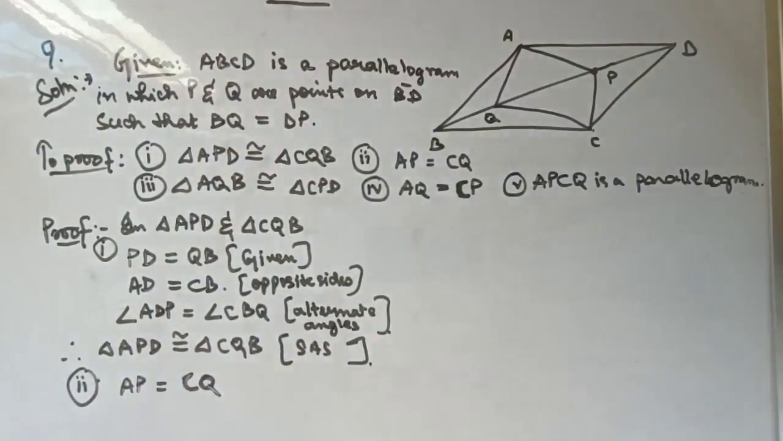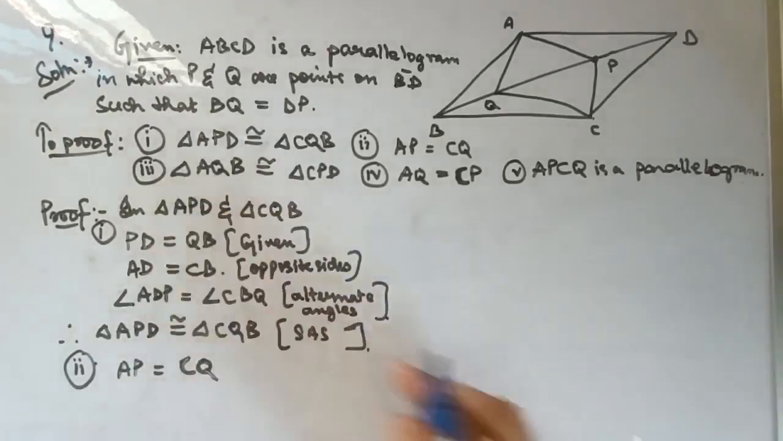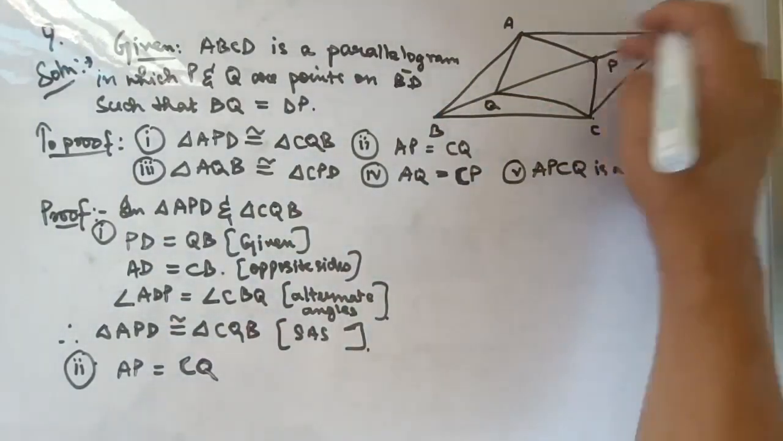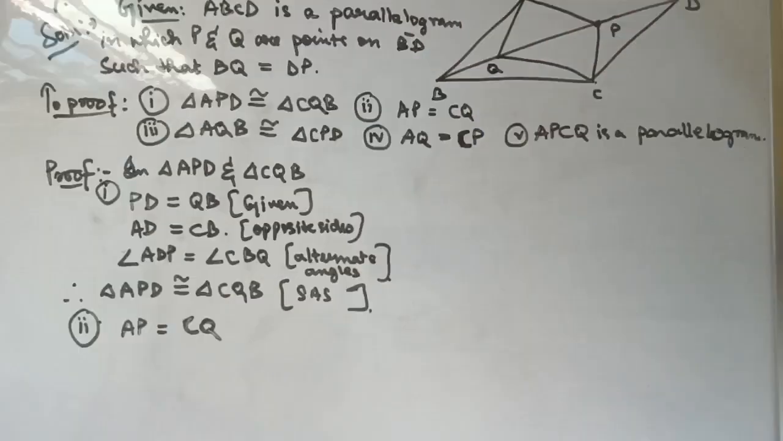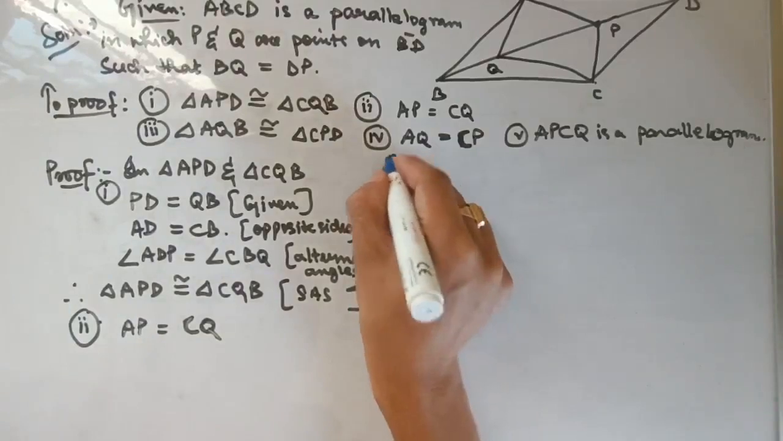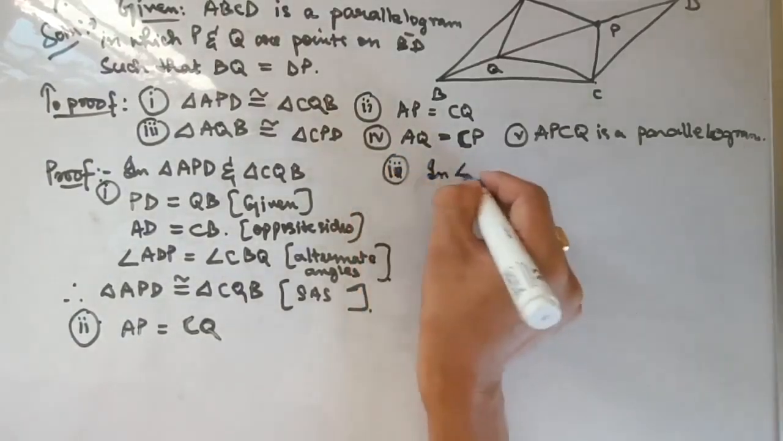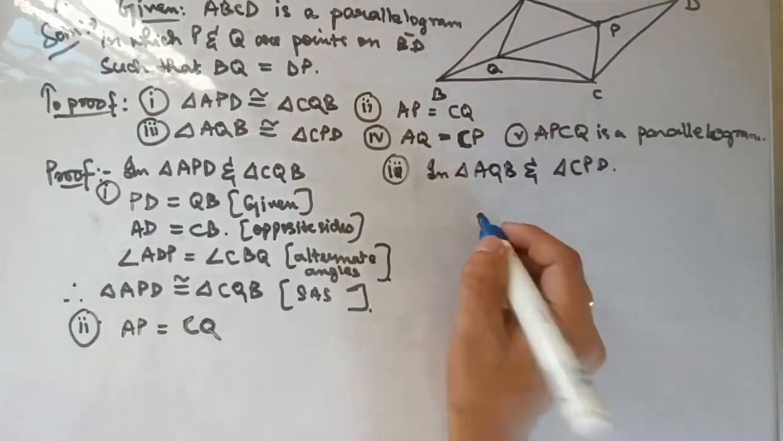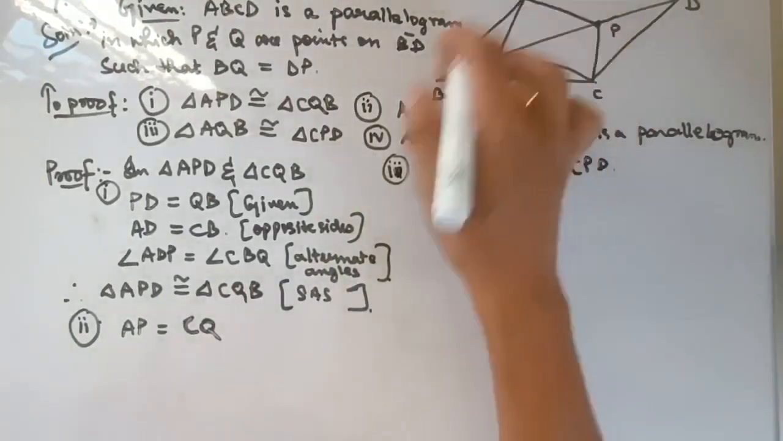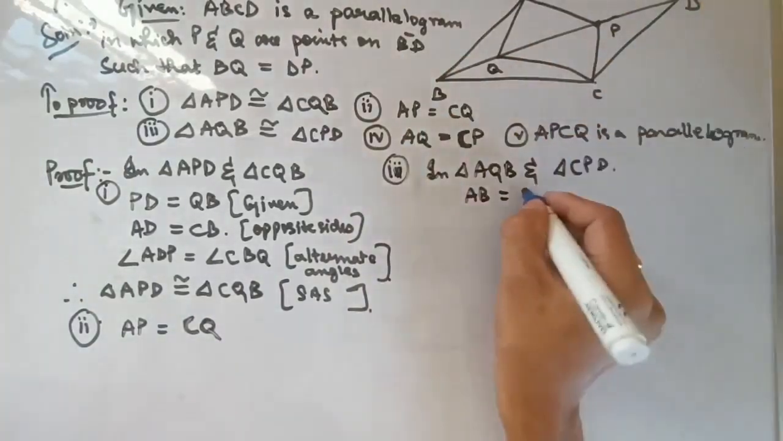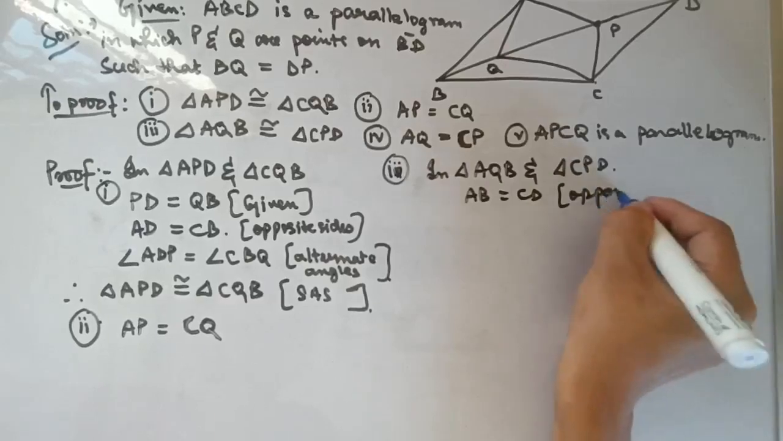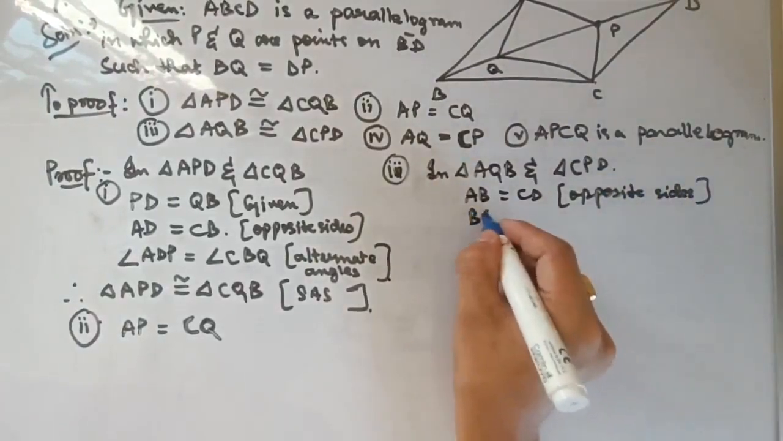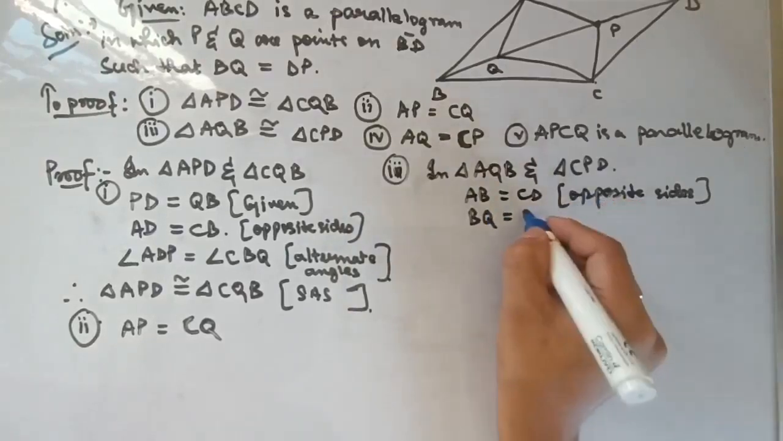Now let us try to prove Roman number 3, that is, triangle AQB and triangle CPD are congruent to each other. For Roman number 3, in triangle AQB and triangle CPD, side AB is equal to side CD. These are the opposite sides of the quadrilateral. And then side BQ is equal to side DP.